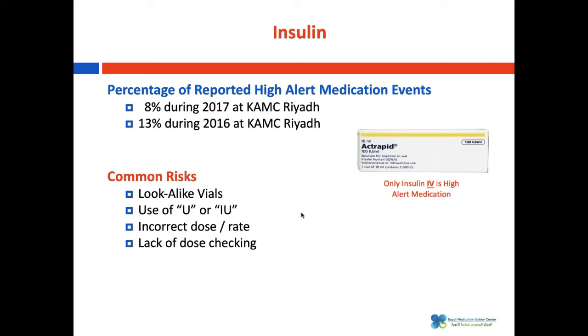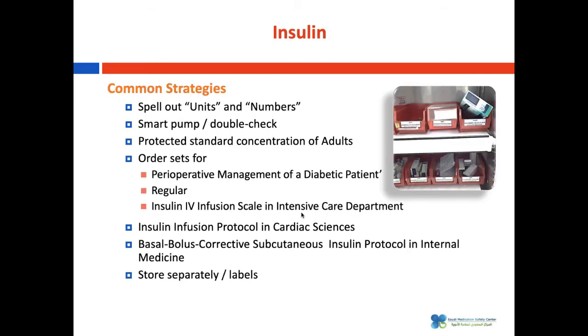Okay. So what are the common strategy؟ وهذه الcommon strategy حتجينا في الامتحان، فخلينا نركز. spell the units والnumbers. لا تقول 8U. Okay. It can be read as 80. Use smart pump infusion. Use an order set زي الكيموثيرابي. Use infusion protocol for some cases مثلا in cardiac sciences مثلا. Okay. And store it separately and labeled.